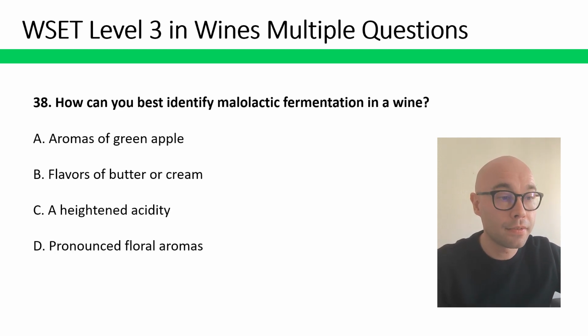How can you best identify malolactic fermentation in a wine? Aromas of green apple, flavors of butter and cream, a heightened acidity, pronounced floral aromas. The correct answer is B, flavors of butter or cream.